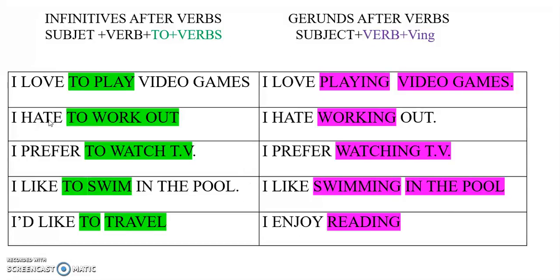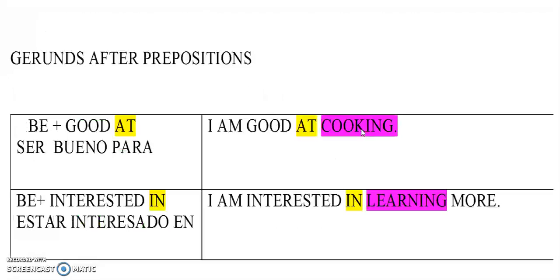After the verb love, hate, prefer, like, and would like, you can use a gerund. You can use an infinitive verb. After the verb love, hate, prefer, like, and enjoy, you can also use a gerund. Okay? So it can be infinitive or gerund. It's the same, it has the same meaning. It's the same to say I love to play, me gusta jugar, o también puedo decir I love playing, me gusta jugar. I hate to work out, odio ejercitarme. I hate working out, odio ejercitarme. It's the same, okay? You can use whatever of the two forms.